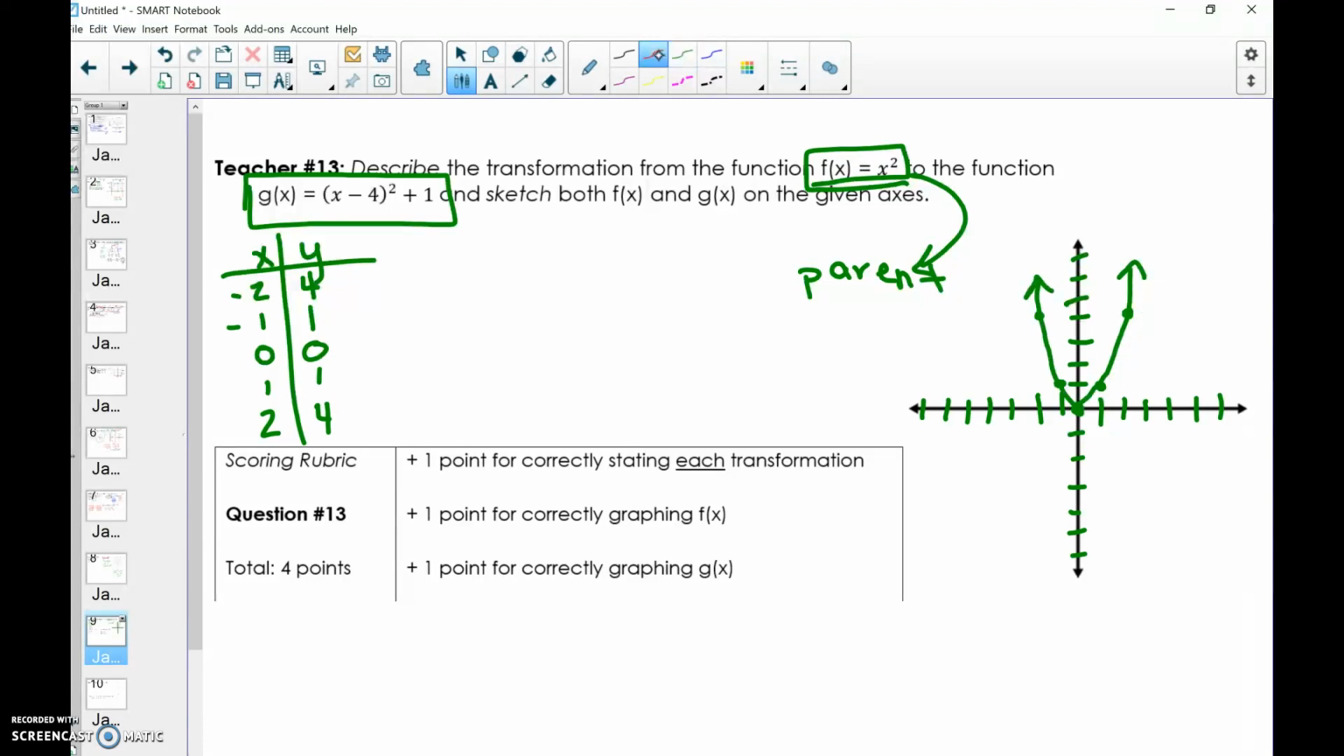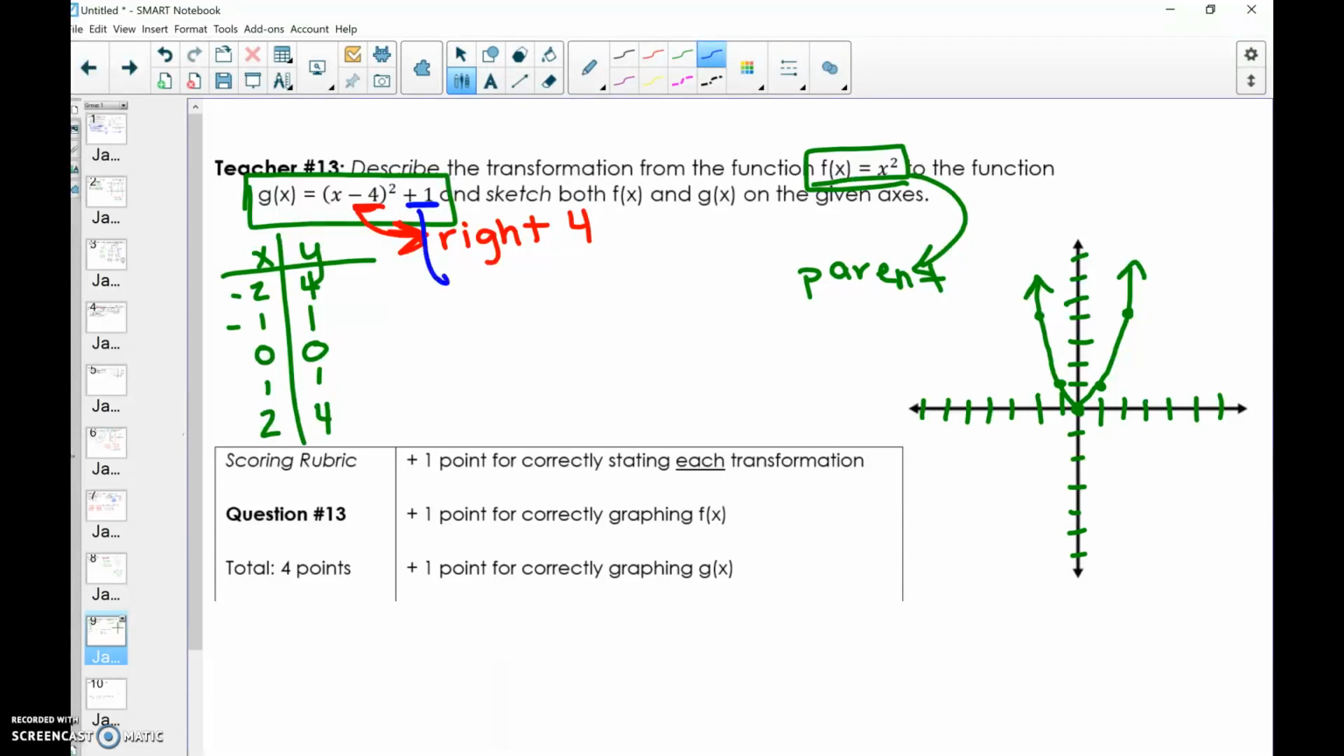Now my g of x, I have to actually make sure I figure out what these transformations mean. So I've got a -4 here. Remember, that's the h value. And if you look at your chart that we've gone over the last couple days, if that h value is a minus number, it goes the opposite of what we think, and it actually goes to the right. Numbers inside control either right or left. Negative is right, positive is left. So this is going to move the graph right 4.